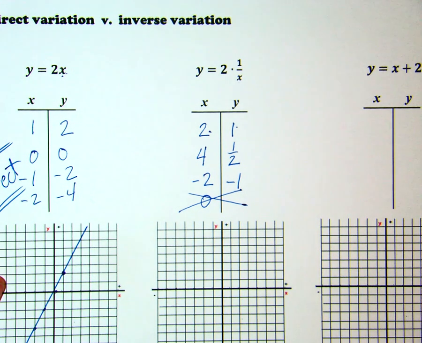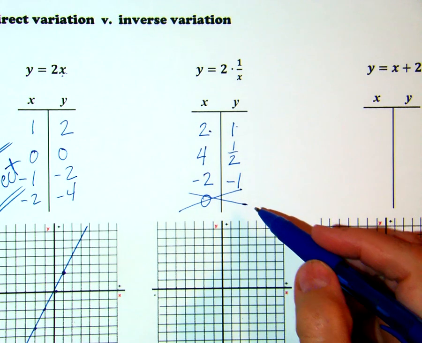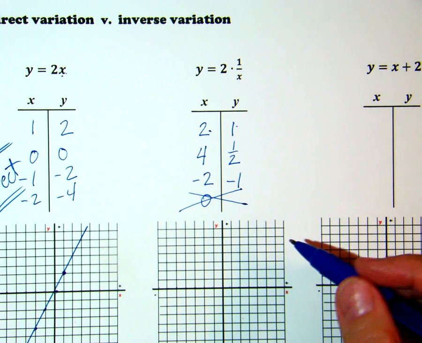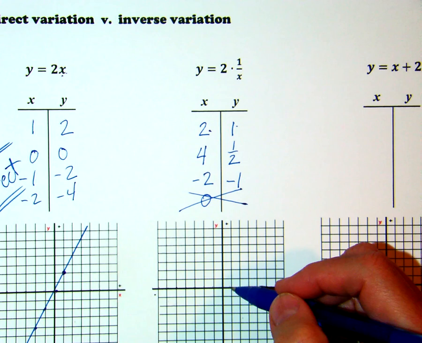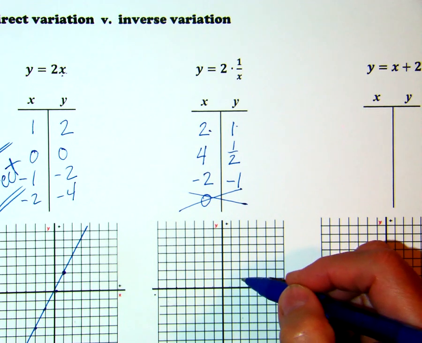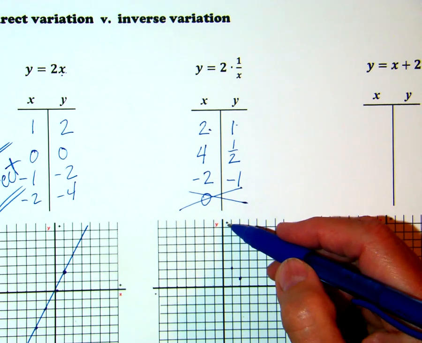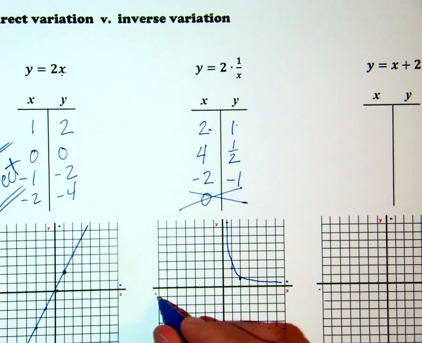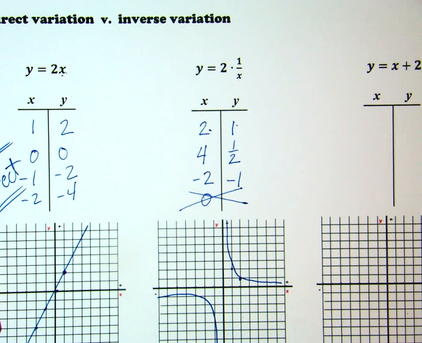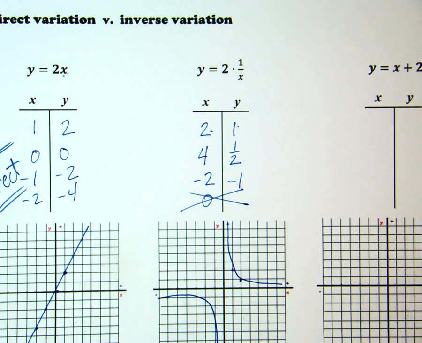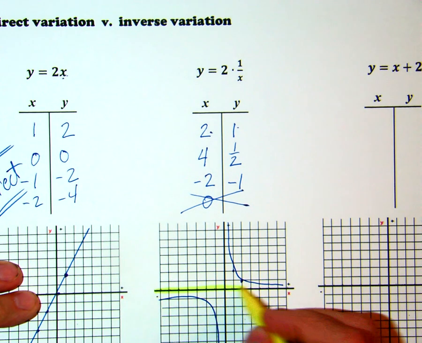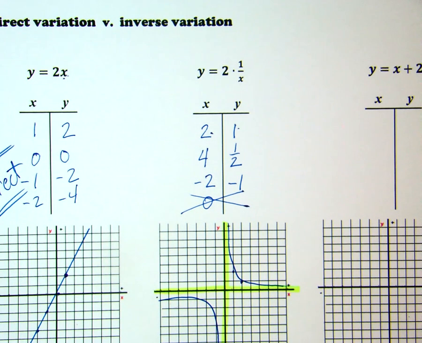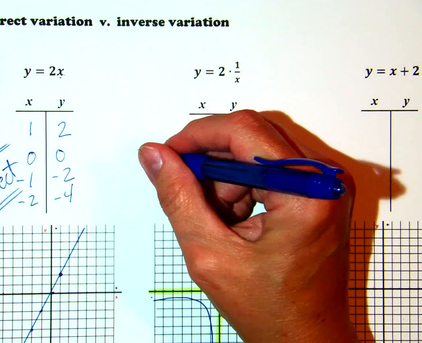Okay, so what would this look like? This is going to be one that has 2, 1. Let's see, x is 2, y is 1. It's going to look about like this. And you can do the negatives, and they'll be along like this. And again, the axes will be the asymptotes. So this one is inverse.